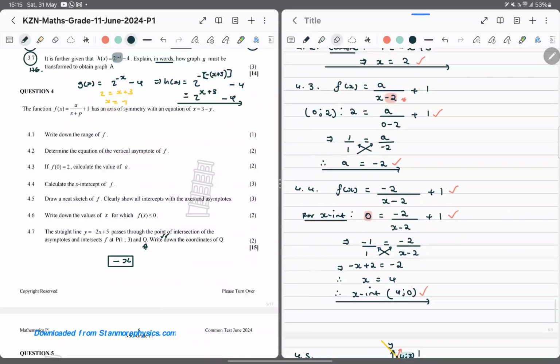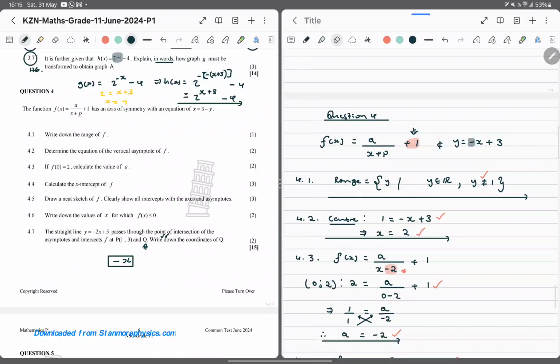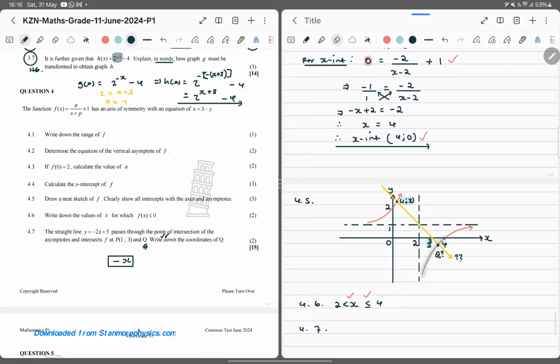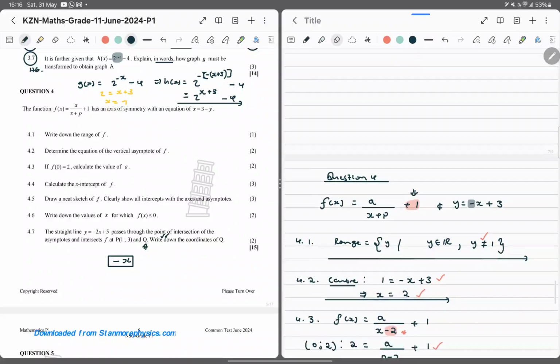Now, let's have a look here. We were given the axis of symmetry for this graph that has the negative gradient. So the axis of symmetry is doing this. So what is cooking? Sorry guys. So the axis of symmetry was what?